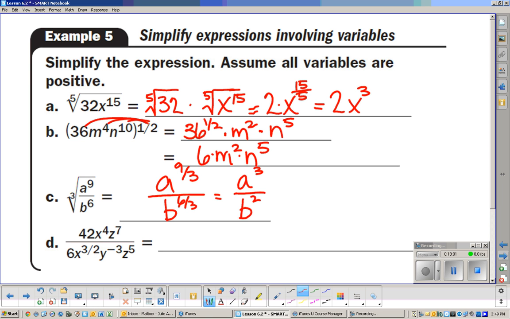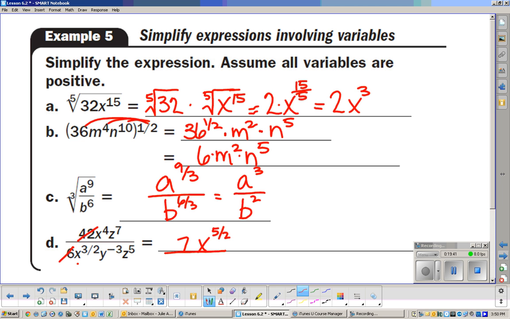Okay, and the last one. We got a lot of stuff going on here, and just like before, we match up the like bases and try to deal with them. So I'm looking at this, and I'm dealing with my big numbers first. 42 divided by 6 is going to give me a 7 on top. I'm going to let this be my fraction bar here. I've got an x to the 4th on top and an x to the 3/2 on the bottom. I'm going to subtract, so 4 minus 3/2, which is 1 1/2. So 4 minus 1 1/2 is 2 1/2, but I can't write 2 1/2 in an exponent, so that's why I have to write 5/2.